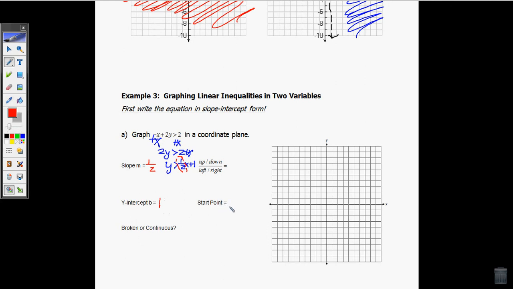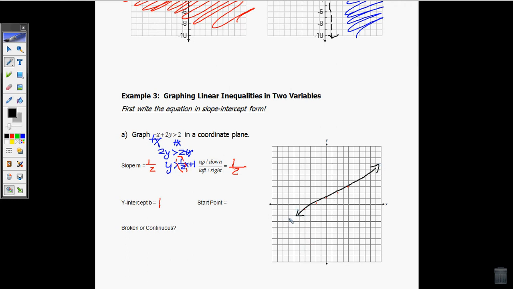And now I need to just worry about graphing it. What's my start point going to be? My start point is going to be the y-intercept, 0, 1, right there. Now, once I have my start point, all I have to do is go up or down, left or right, however many the slope tells me to do. So I'm going to go up 1, because the slope is 1 over 2. Up 1 over 2. Up 1 over 2. Up 1 over 2. And I can do the same thing in the other direction. Then I connect the lines. And that is my linear equation graphed.